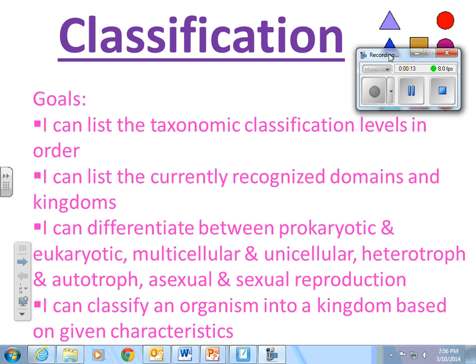The goals for this video are that you should be able to list the taxonomic classification levels in order. You should be able to list the currently recognized domains and kingdoms, and differentiate between prokaryotic and eukaryotic, multicellular and unicellular, heterotrophic and autotrophic, and asexual and sexual reproduction. Using these characteristics, you should be able to categorize an organism into a particular kingdom. Let's get it started.